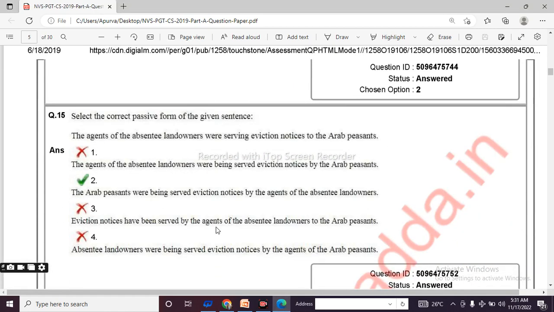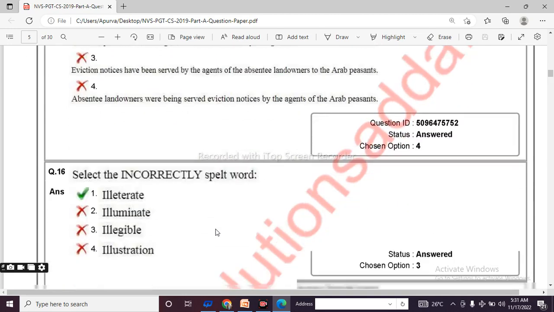Select the correct passive form. The agents of the absentee landowners were serving eviction notices to the Arab peasants. So, what will be the passive form? The Arab peasants were being served eviction notices by the agents of the absentee landowners.